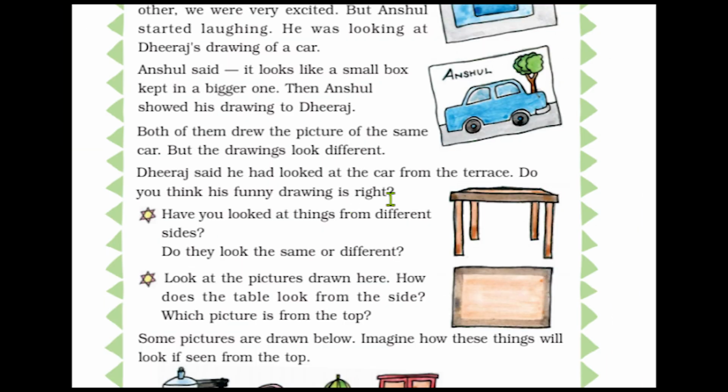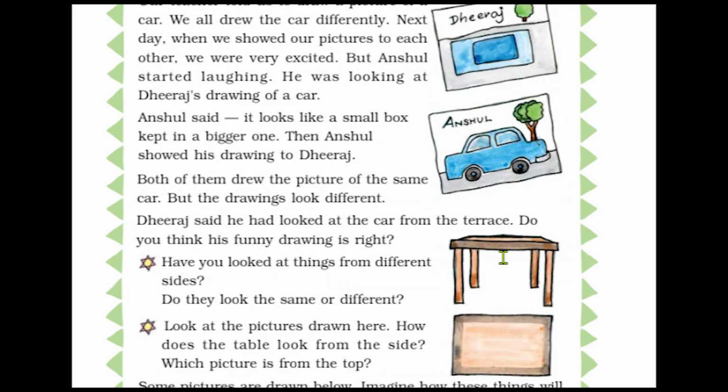Yes. When we look at things from different sides, they look different. When we see from up, they look flat. Like the example of a table here. This table you are looking at from a top view. So the table looks flat. And in the side view of a table, you can see the legs of the table. So this is the side view of the table and this is the top view of the table. Both the views are different. So when we look from the side and when we look from the top, the views are different.